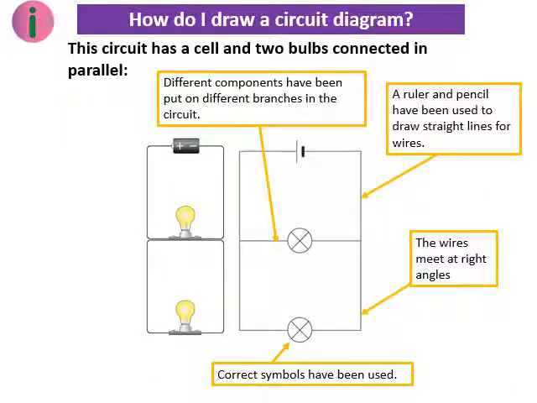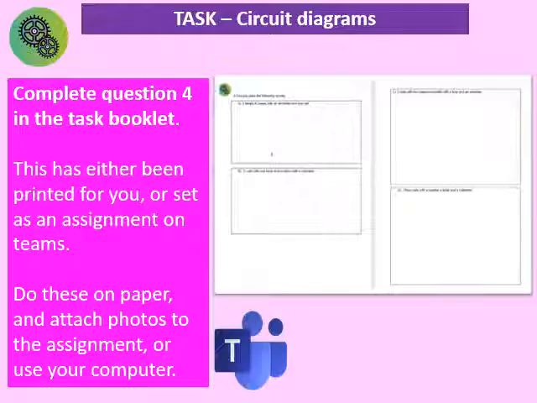Similar with a parallel example, this is a circuit that's got a cell and 2 bulbs connected in parallel. The way you remember it is that the branches look like parallel lines. So you've got different components that have been put on different branches in the circuit. The wires still meet at right angles, the correct symbols have still been used, and they've still used a ruler and pencil. All of those things are still really important.